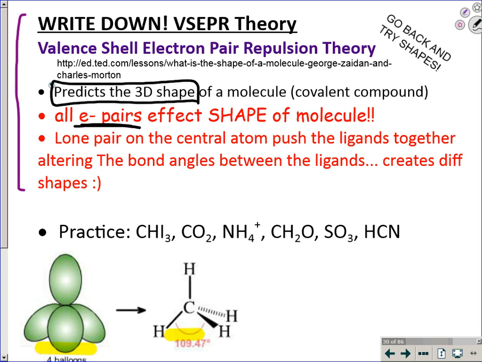Basically, what you should know is it helps predict the 3D shape because the lone pairs push the ligands together. And that alters the 3D shape. So finish writing down what you need to. And then you should be on my website hopefully very soon. You know, it's generally our goal in life.